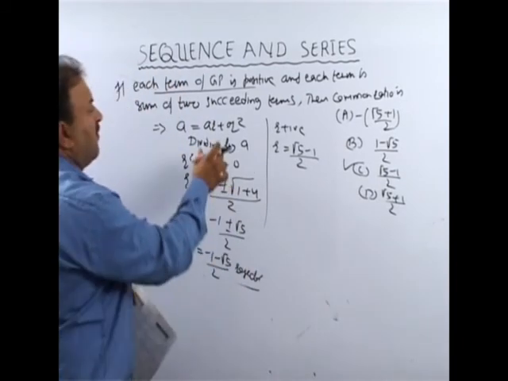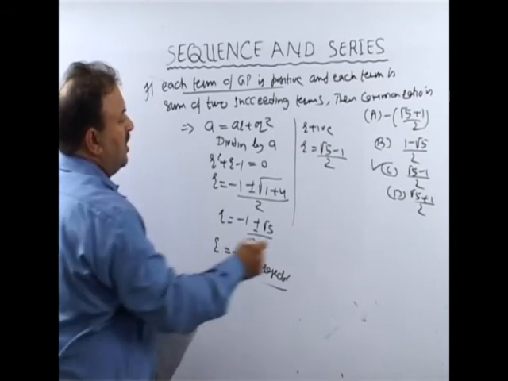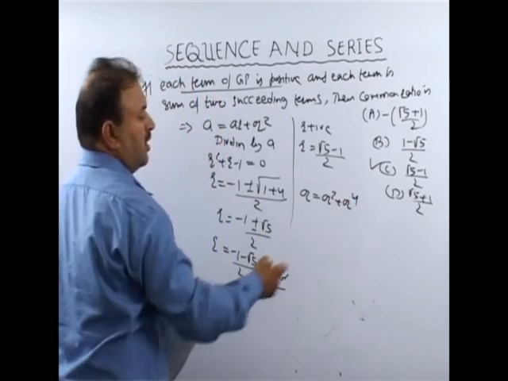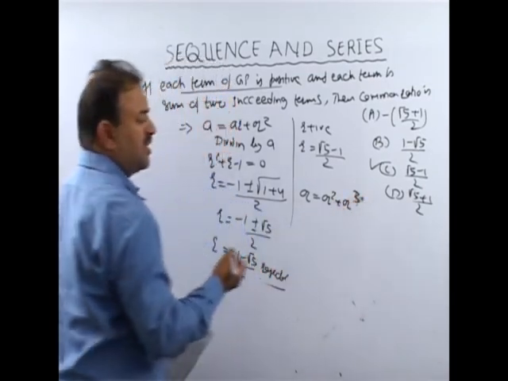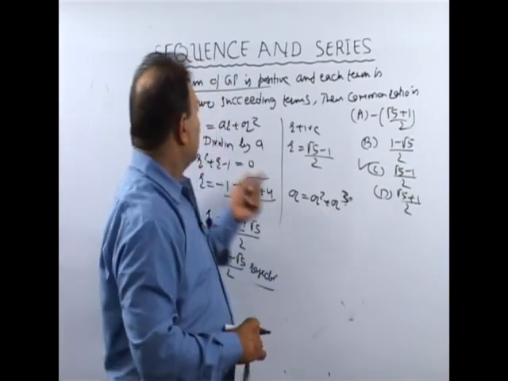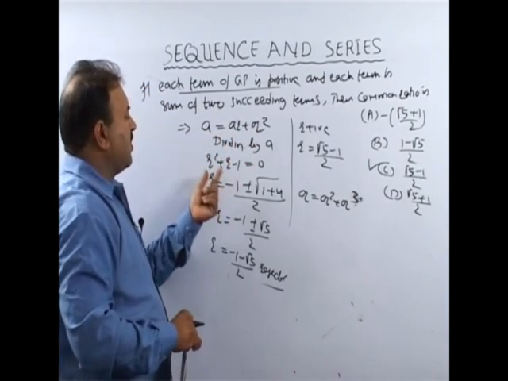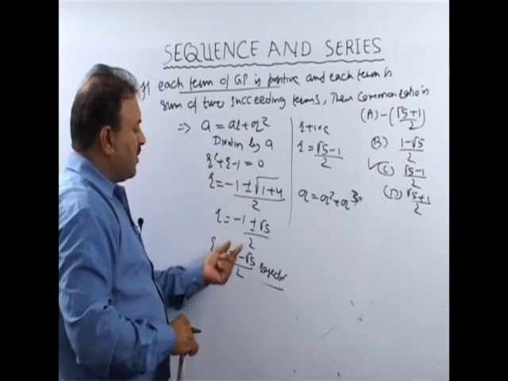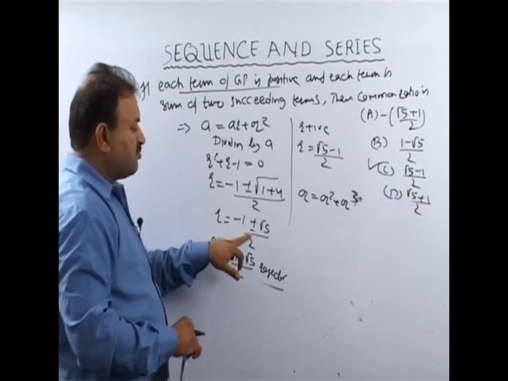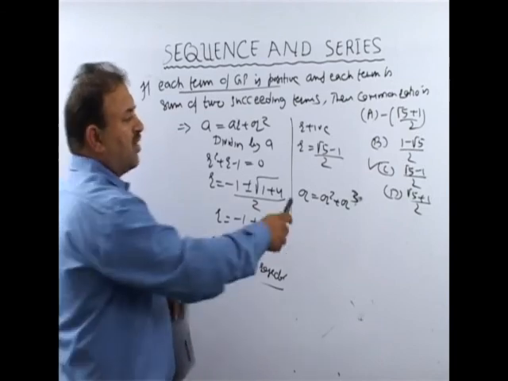So once again, if each term is the sum of two succeeding terms, I can write second term is equal to third term plus fourth term, or third term equal to fourth plus fifth, this way. The easiest is what I have taken: A is equal to AR plus AR square, dividing by R. I got a quadratic in R, and the value of R is (minus 1 plus or minus root 5) by 2. The minus sign is rejected because all terms are positive, so R will be positive. The right option is C part.